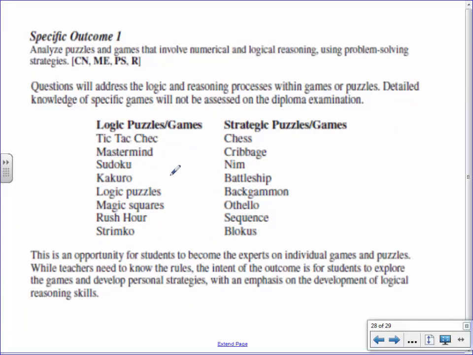Now here's the ones that I know how to do. So I can't do them all, but here's the outcome. You're supposed to be able to analyze puzzles and games that involve logical and numerical reasoning and use problem-solving strategies. They suggest trying these games here, but they won't test you on them. So some of the ones we're going to learn are how to do Sudokus, logic puzzles, magic squares, and Rush Hour. We'll show you how to play Crib, Battleship, Backgammon, Sequence, and Blockus. So we'll show you some of those games, and we'll spend 3 days playing them. So that's next week.